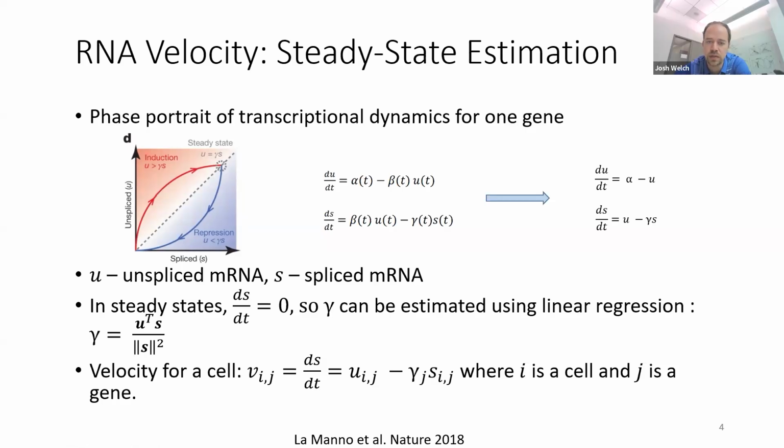And so then you can predict the RNA velocity for a cell by plugging in its observed U and S counts and calculating the predicted future state of the cell based on the degradation rate for that gene. And this was a landmark paper, but it has a lot of limitations.